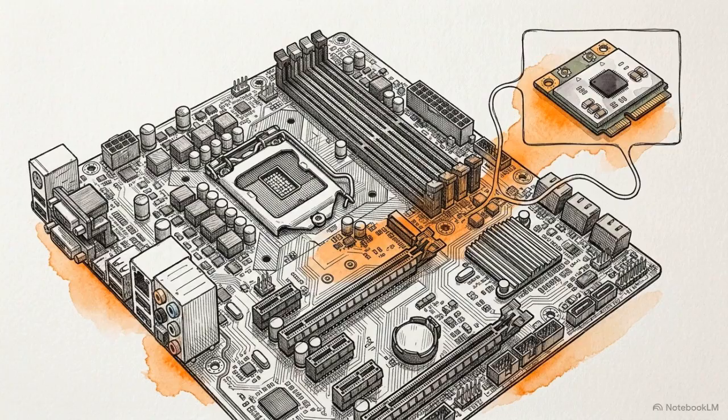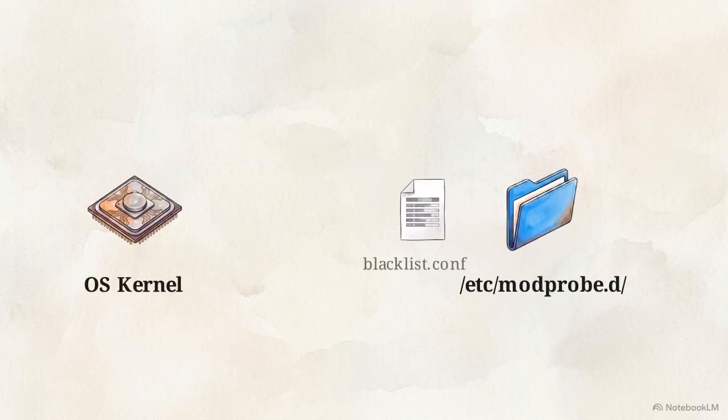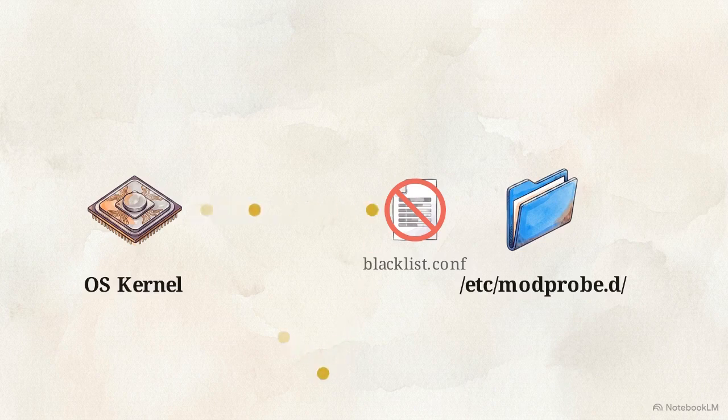Since the hardware is flawed, stability requires a software configuration that prevents the operating system from communicating with this specific microchip. We solve this by blacklisting the driver. This prevents the operating system from loading the software needed to interact with the broken Wi-Fi hardware.